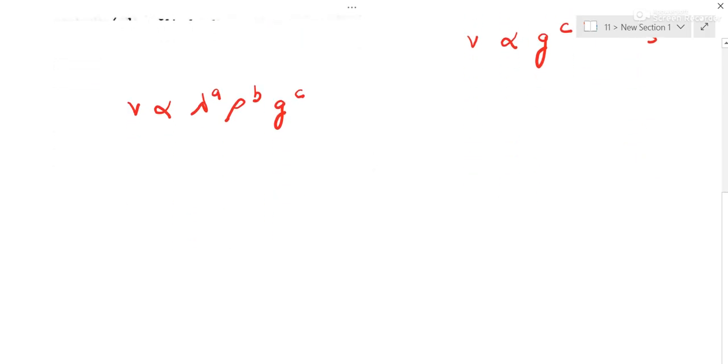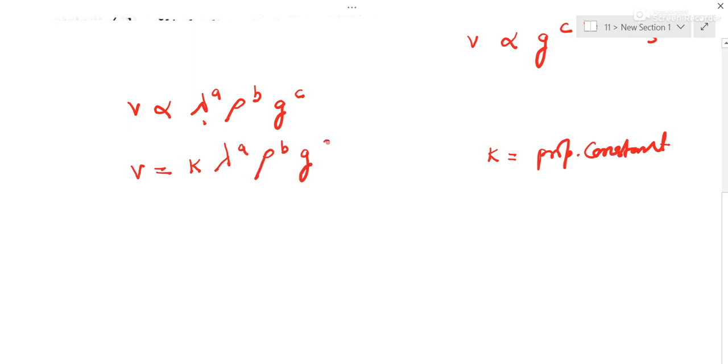Now we will write the dimensional formula of all the quantities. Before that we would just remove the proportionality constant and write a dimensionless constant k. So v equals k, lambda to power A, rho is density to power B, and g is acceleration due to gravity to power C. Now what is a wavelength? Wavelength is a kind of length. So dimensional formula is L.